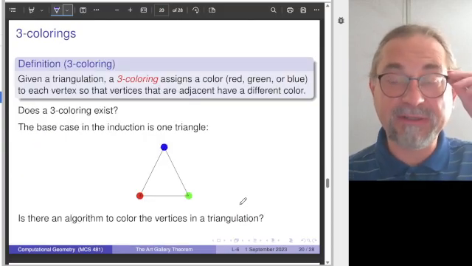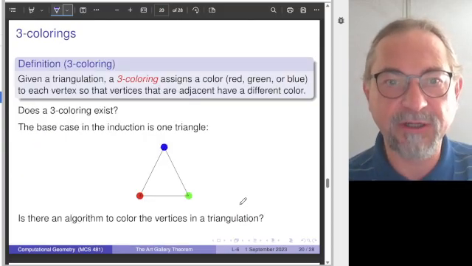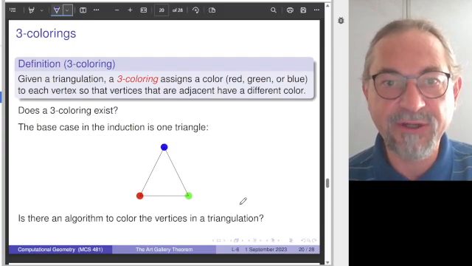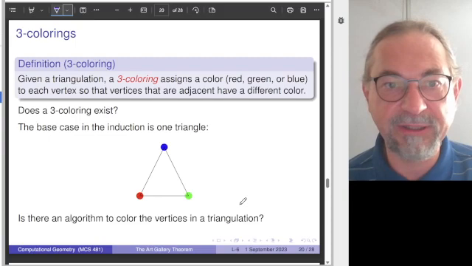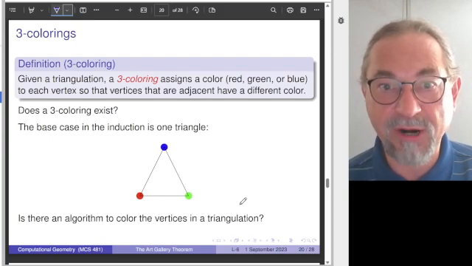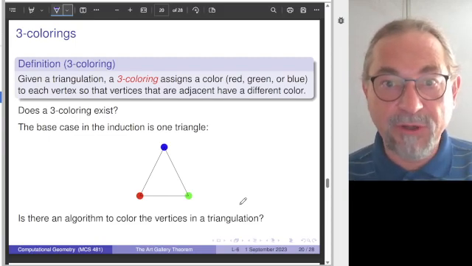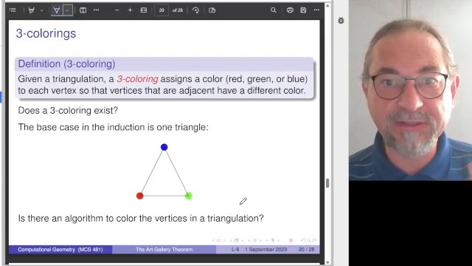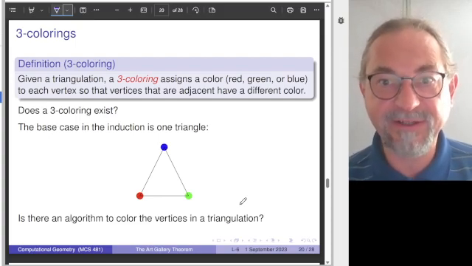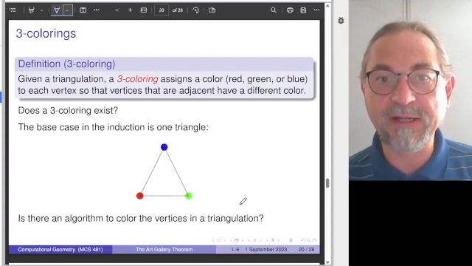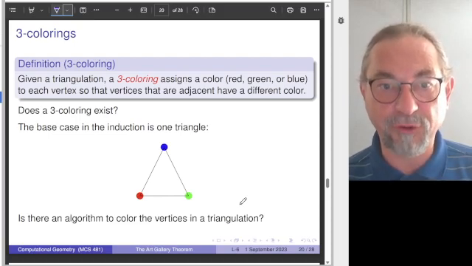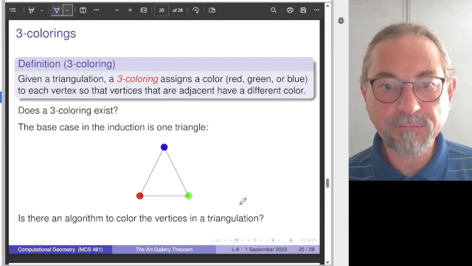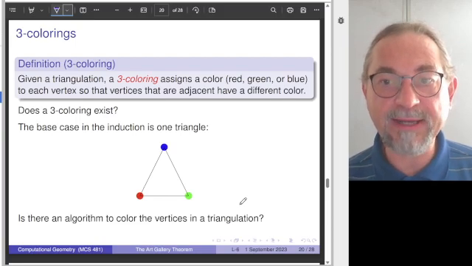Colorings. So we're almost through, actually not. So the second ingredient was to color the vertices in the triangulation. So a tree coloring, so let's now formally define it. So a tree coloring assigns different colors to adjacent vertices.